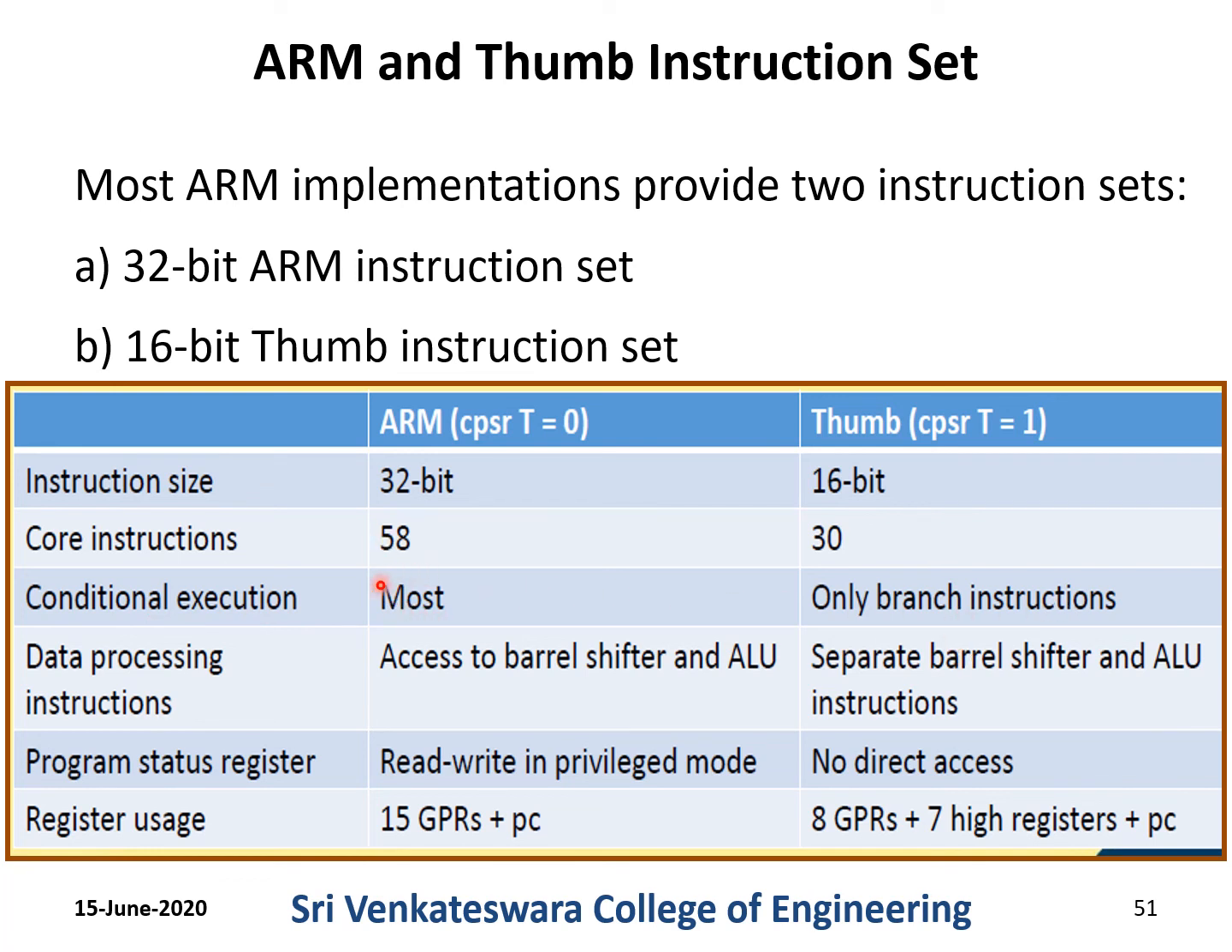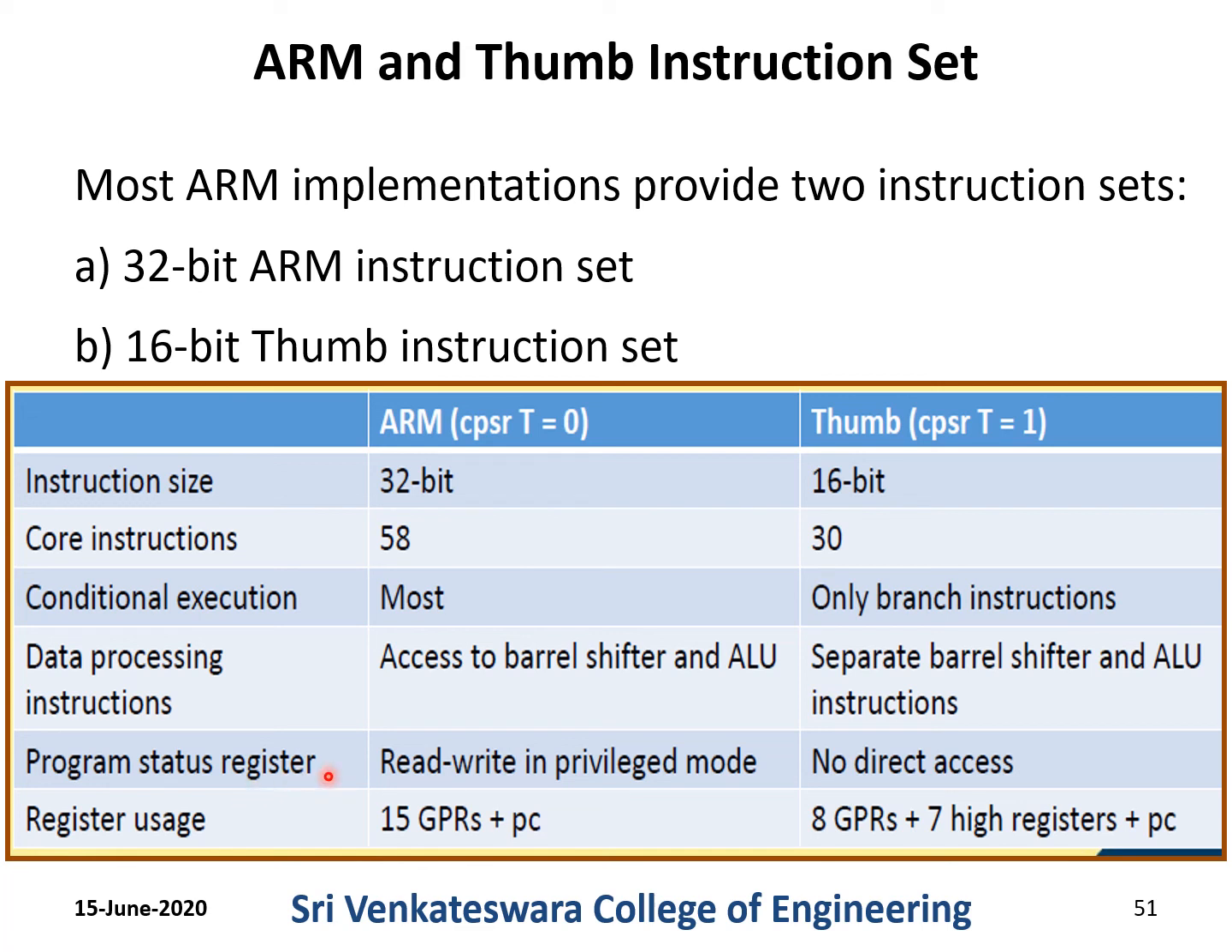In ARM state, a set of 58 instructions is available to the processor. In thumb state, 30 instructions are available. Most of these instructions in thumb state are branch type instructions, whereas in ARM state, the instructions are mostly conditional execution type. Also, the data processing instructions in ARM state can access the barrel shifter and also the ALU. In thumb state, the barrel shifter and ALU can be accessed using separate instructions.